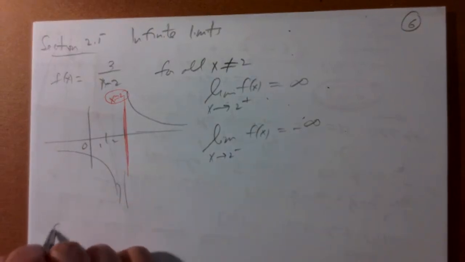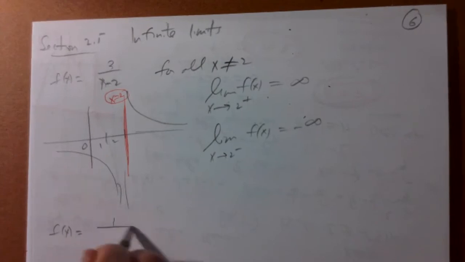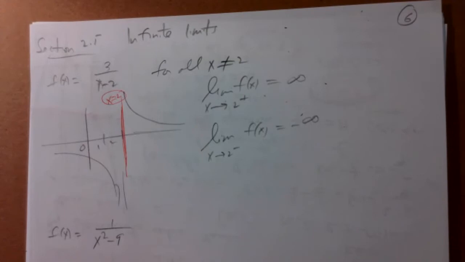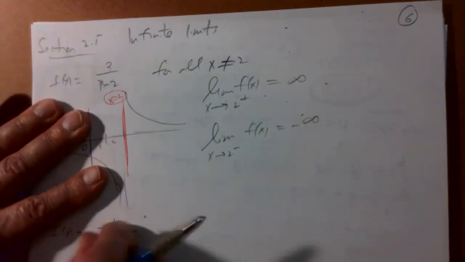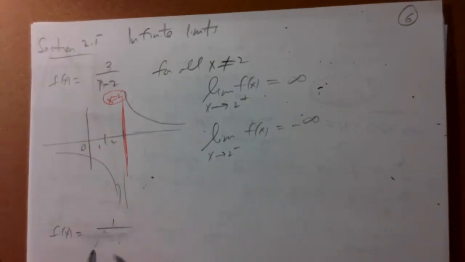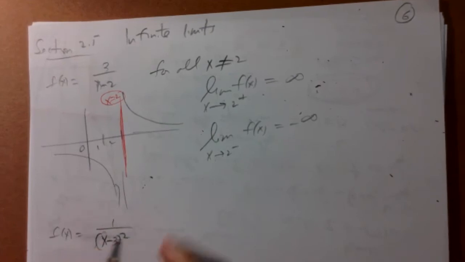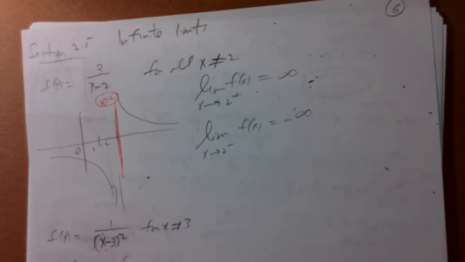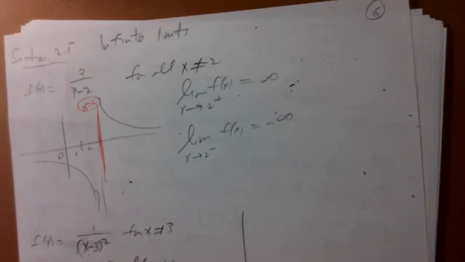On the other hand, suppose we have a function like f of x equals 1 over x squared minus 9. Let me look at a different one. 1 over x minus 3 squared. So this function is always positive. So this is defined for x different from 3, and f of x is strictly greater than 0 for all x not equal to 3. And for this function, what does the graph look like?